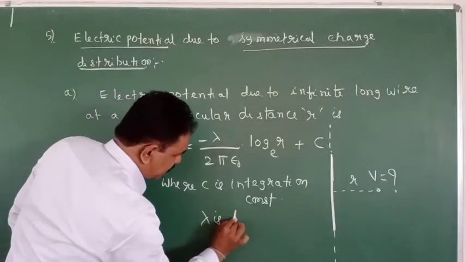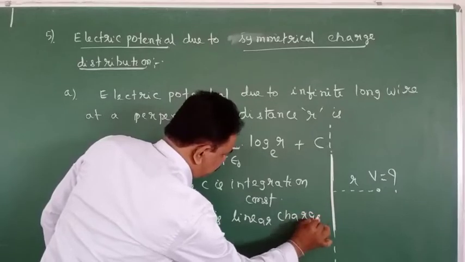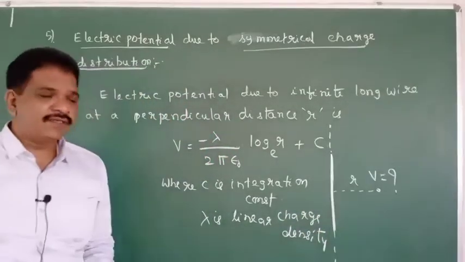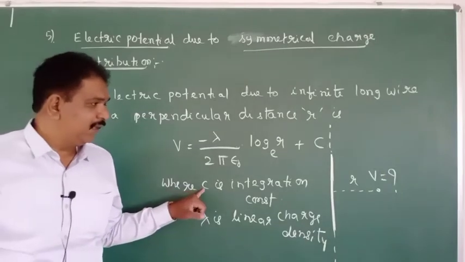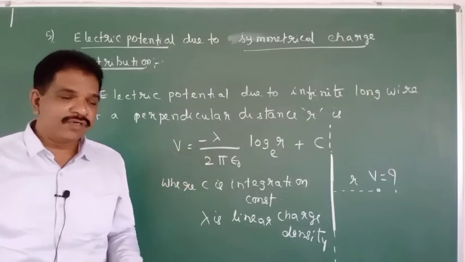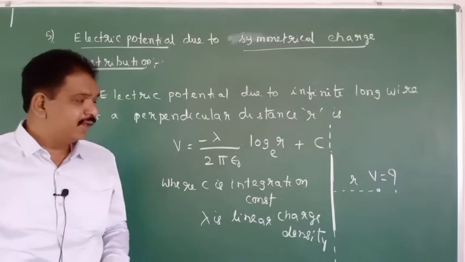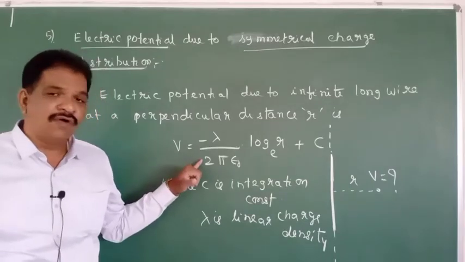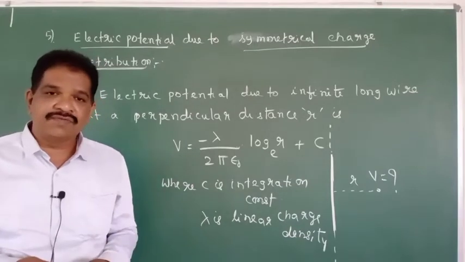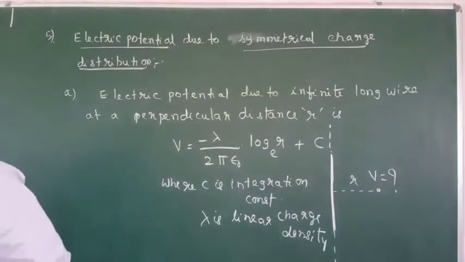What is lambda here? Lambda is linear charge density. C will be the integration constant. This is the formula for electric potential due to an infinite long wire at a perpendicular distance R. Derivations are not required. Just remember the formulas. That is more than enough. Next, the second one.